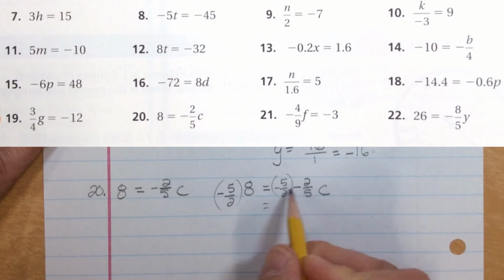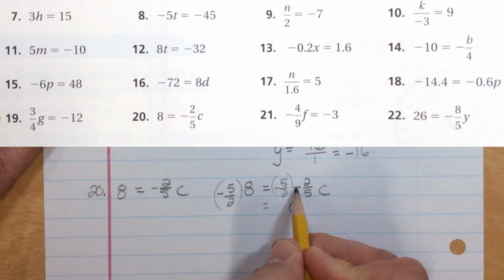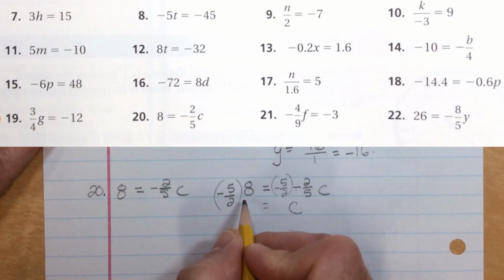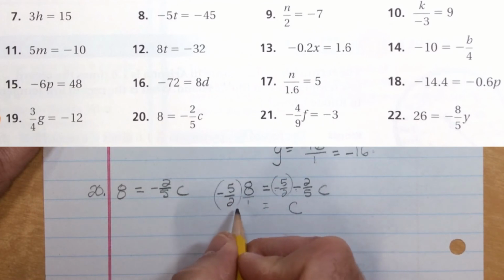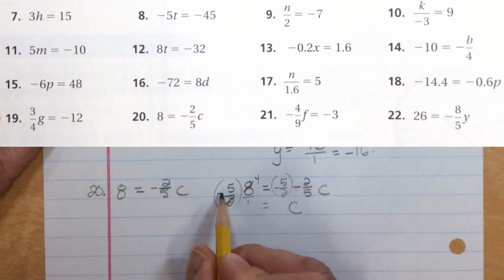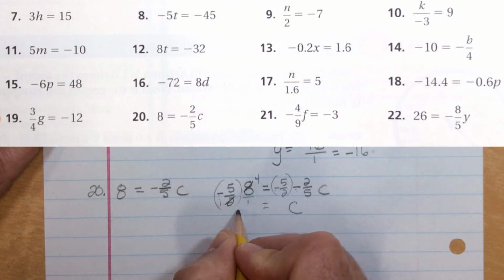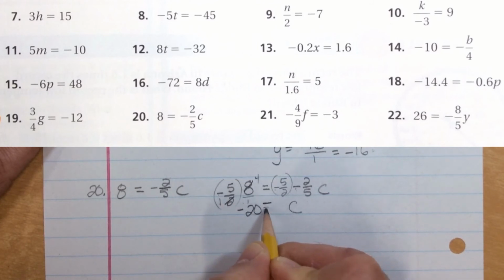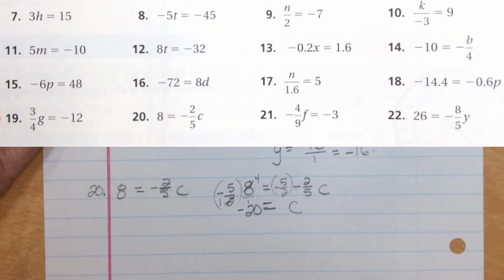Well, on this side, these will cancel out, leaving me with just c. Remember, a negative times a negative is a positive, and then this would be 10 over 10, so positive 10 over 10, which is just 1c or just c. And over here, I can simplify a little bit. 2 goes into 2 once, 2 goes into 8 4 times. So I have negative 5 times 4 is negative 20, and 1 times 1 is just a 1 on the bottom. So c equals negative 20.